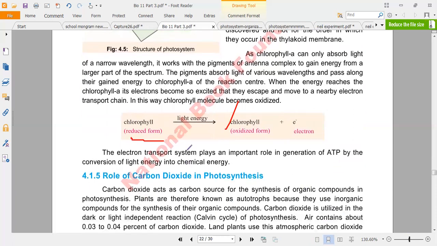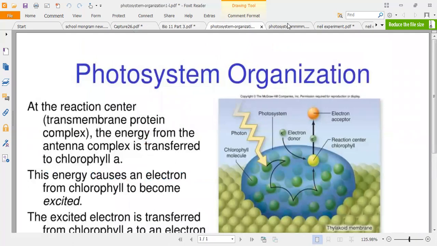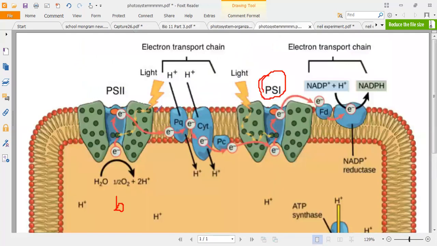And the electron transport system plays a very important role in the generation of ATP by the conversion of this light energy into chemical energy. So we can see here, through passing this electron transport chain, the ATP is formed, and this ATP or this energy is utilized in the other electron transport chain, and then we use that in the dark reaction.